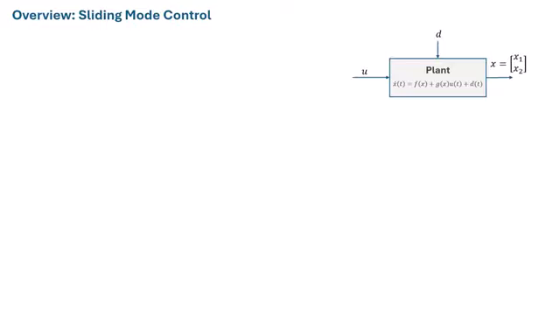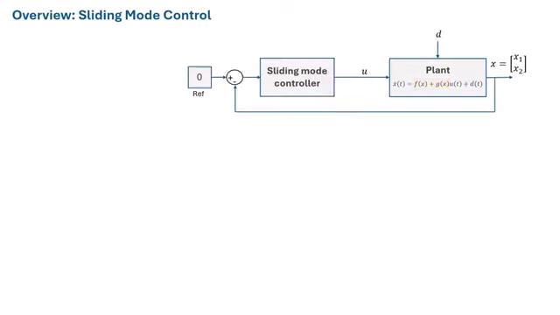We'll assume a system with two states, x1 and x2. The state space representation of the system describes how the states evolve over time, where U is input to the system, D is disturbance, and F and G are the system dynamics and input functions. Here, for simplicity, we're using sliding mode control as a regulator, meaning that we aim to drive the states to zero. But as we'll see later, sliding mode control can also be used for arbitrary reference trajectories.